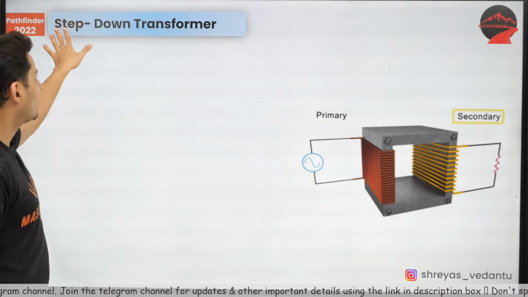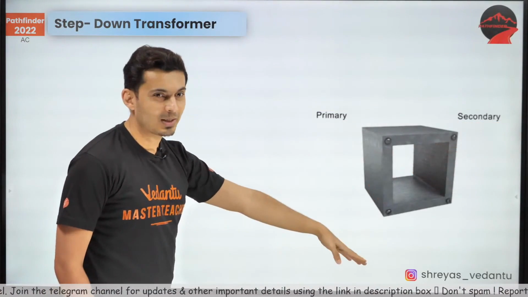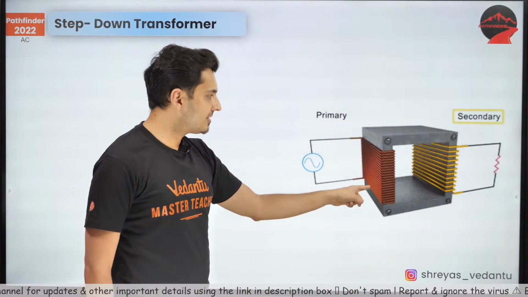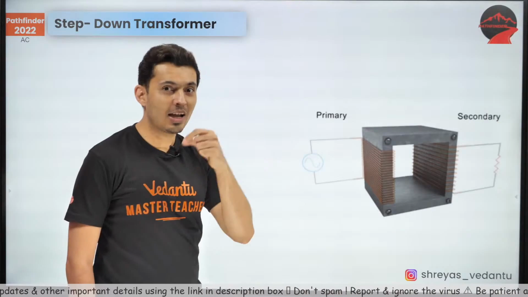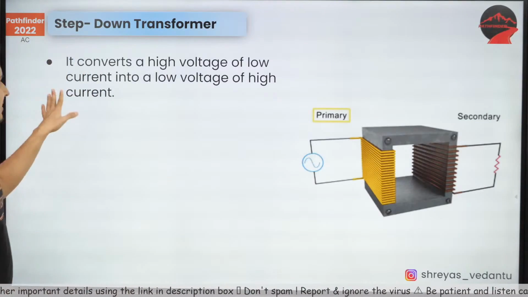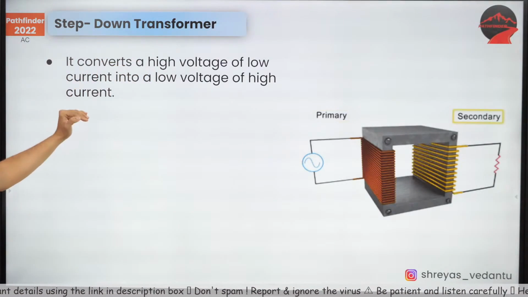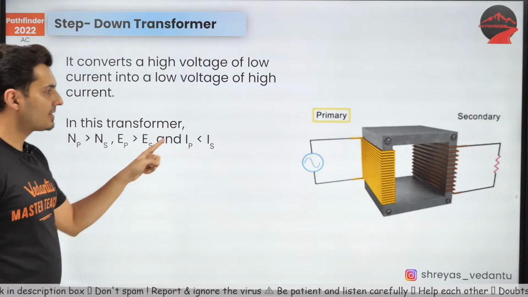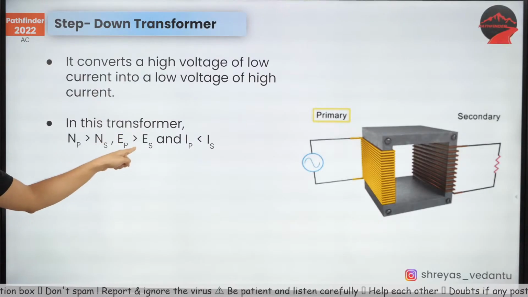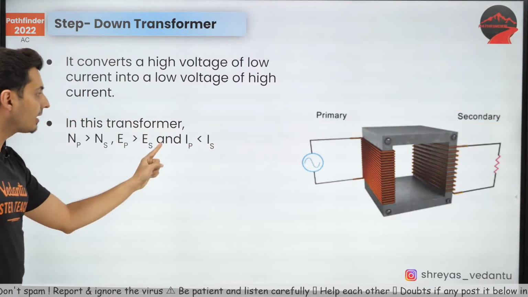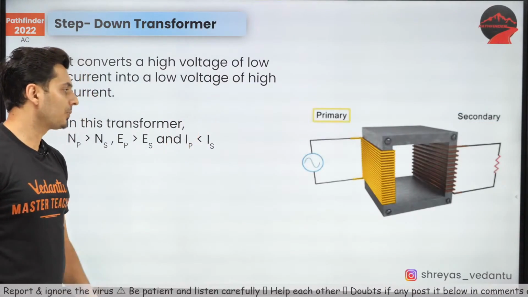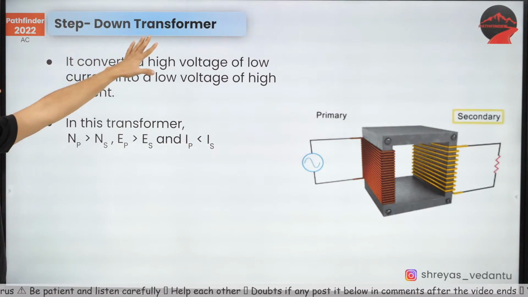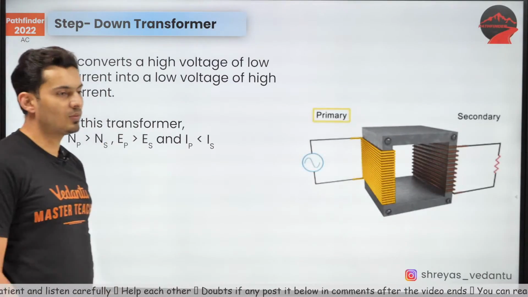Obviously, the opposite of that will be a step down transformer. More turns in the primary, fewer turns in the secondary. This is the kind of transformer you usually see outside your houses, and in this case you convert high voltage into low voltage. So what will happen? The turns on the secondary are fewer, the voltage on the secondary is less, but the current will be more. So that's what happens in the case of a step down transformer.